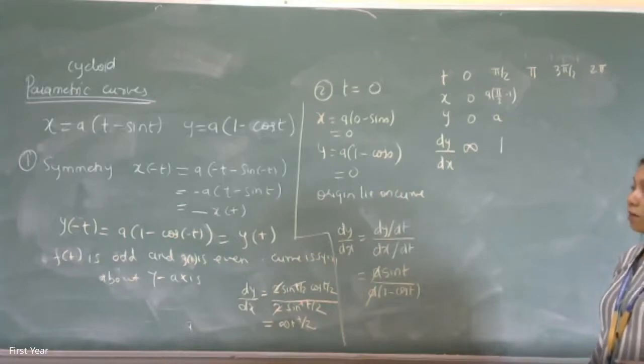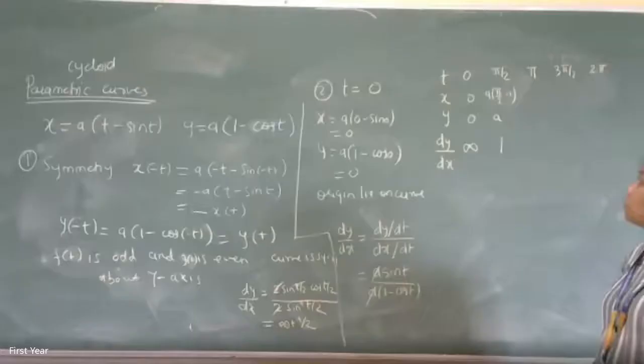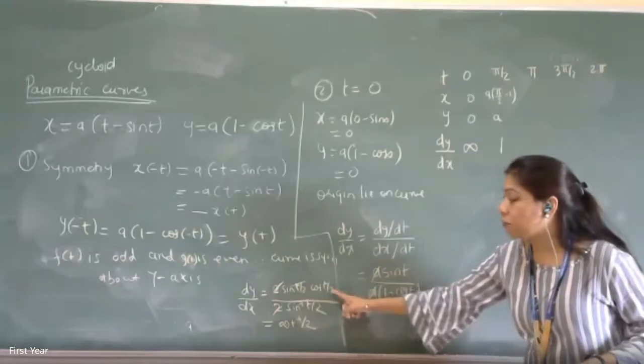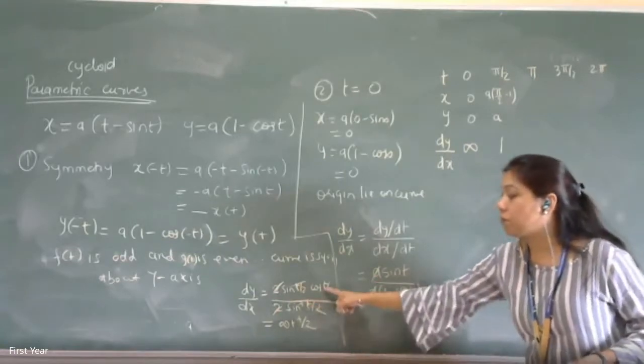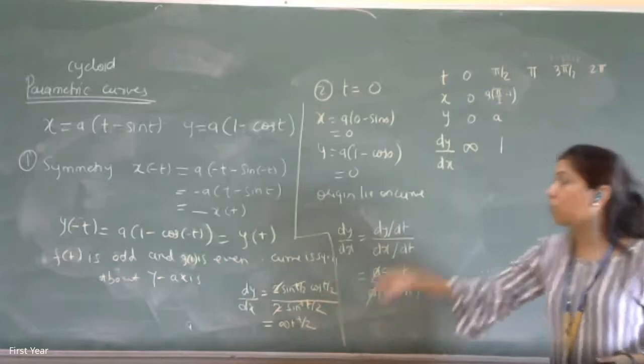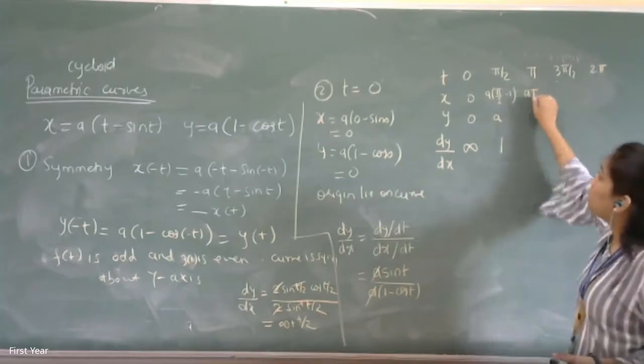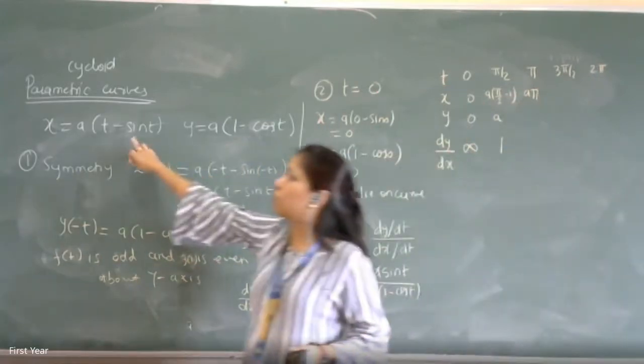Did you understand? Yes, ma'am. Yes or no? Put here t is equal to pi by 2. So cot of pi by 2 into 2 is pi by 4, cos pi by 4 by sin pi by 4 is 1 by root 2 upon 1 by root 2, cancels, answer is 1. Then put t is equal to pi. So a pi is the value of x. Do you understand what I am doing? In x I am only putting the value of t.